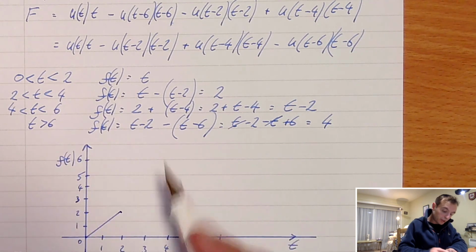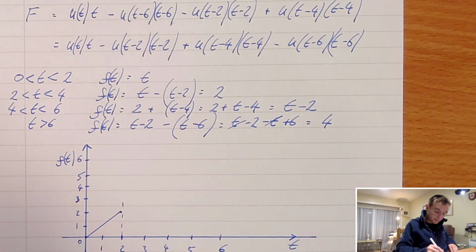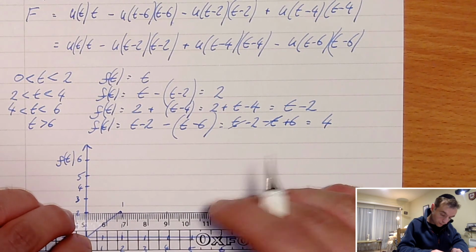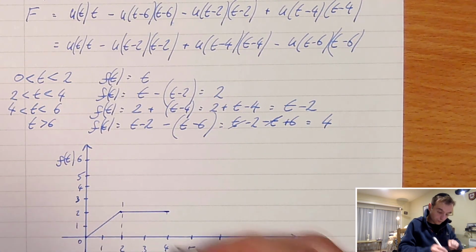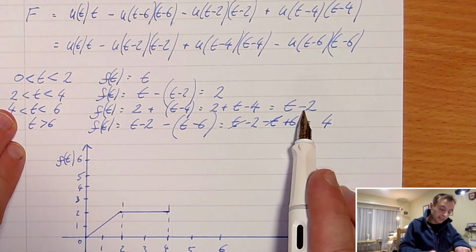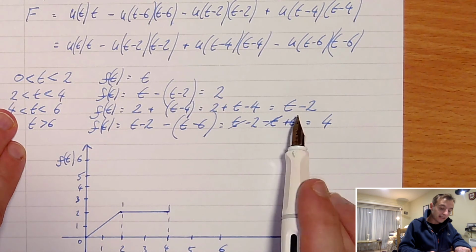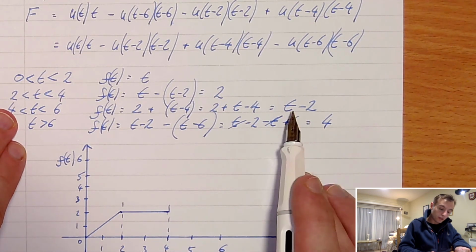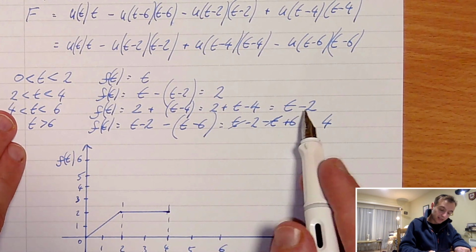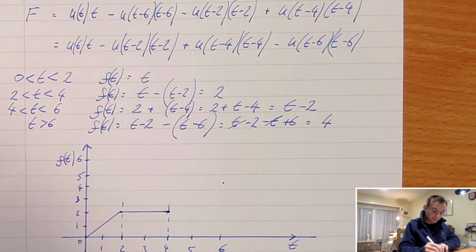And then between 2 and 4, it's going to be 2. It's going to remain at 2. And then between 4 and 6, the function is going to be t minus 2. So it's very important when you have a break in the function, always evaluate it at the breakpoints. So at 4, 4 minus 2 is 2, so it actually is going to start over here. And then at 6, it's going to be 6 minus 2, which is 4. So it's going to go up to about here.